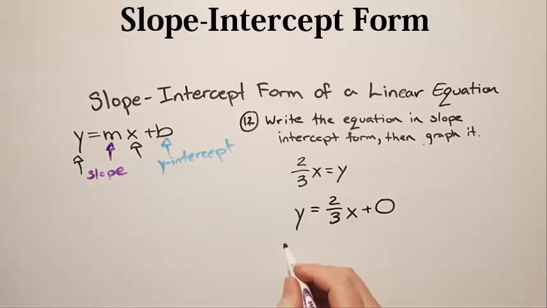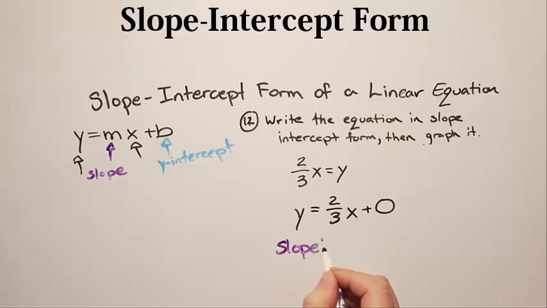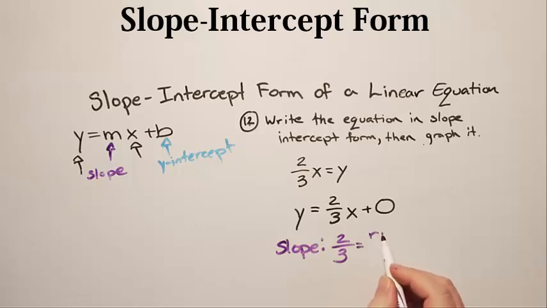I needed my slope. The slope tells me how I move across my line. My slope is the number stuck to x. So my slope is 2/3. Remembering that slope is rise over run.